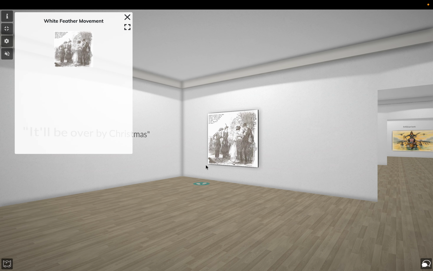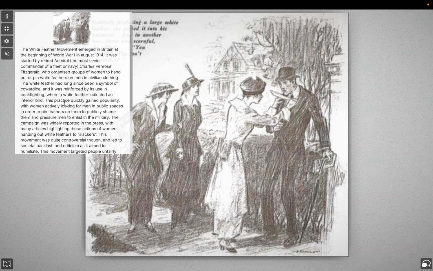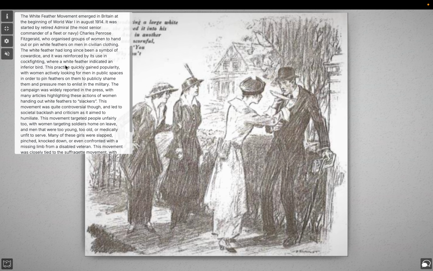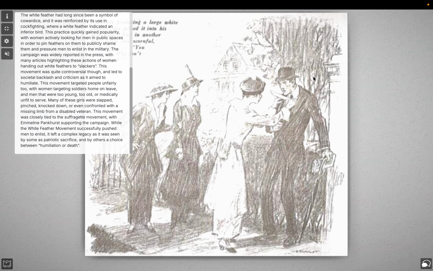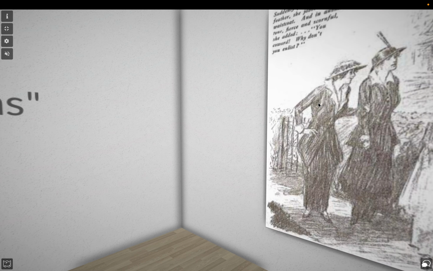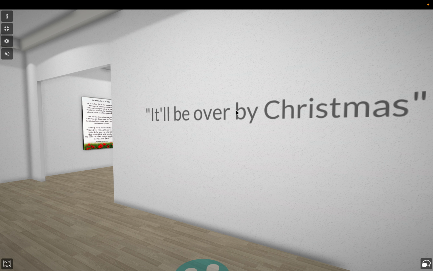Now, the white feather movement was a very controversial movement. It was when women, usually suffragettes, and it was really backed up by Emmeline Pankhurst, would pin white feathers onto men. This was a famous symbol of cowardice that was used in cockfighting. And of course, it did make people join the army, but it was very humiliating because sometimes these men would show off missing limbs, or maybe they were too young, so it really wasn't that good, and it was trying to encourage the wrong people sometimes.